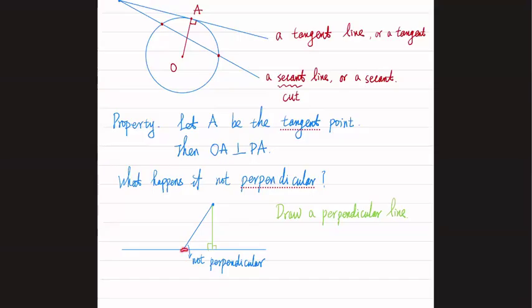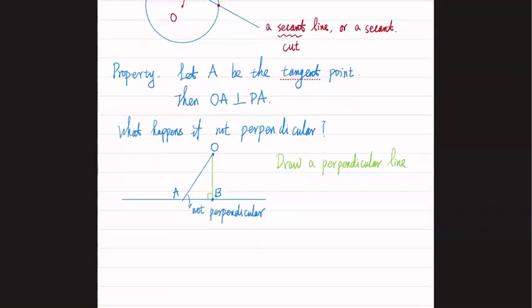This will give us a right triangle. If I label this O, A, B. In particular, OB will be less than OA, because OA is the hypotenuse side. OB is less than OA.